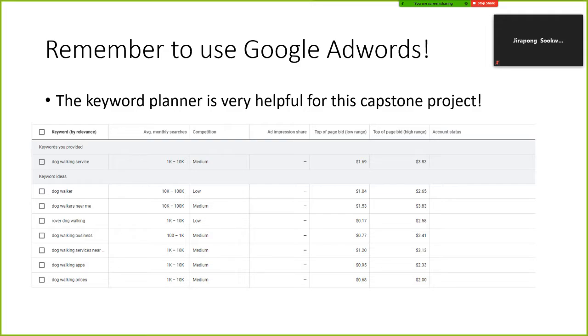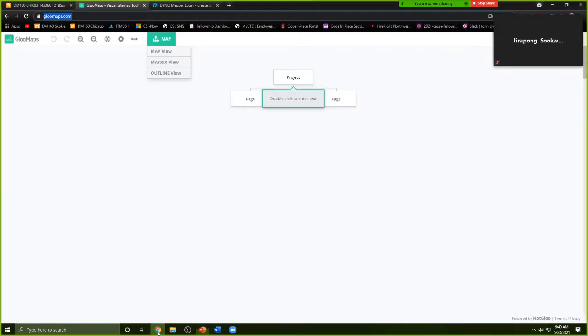Otherwise, as you can see here, dog walkers or dog walker has a ton of average monthly searches and it has pretty low competition. So dog walker might be useful to use there. Now, very quickly, how do you go ahead and use Google AdWords?